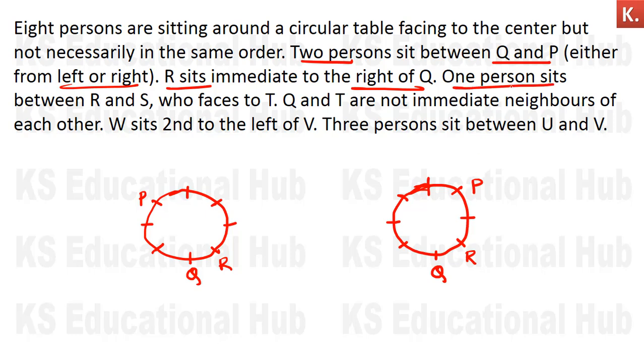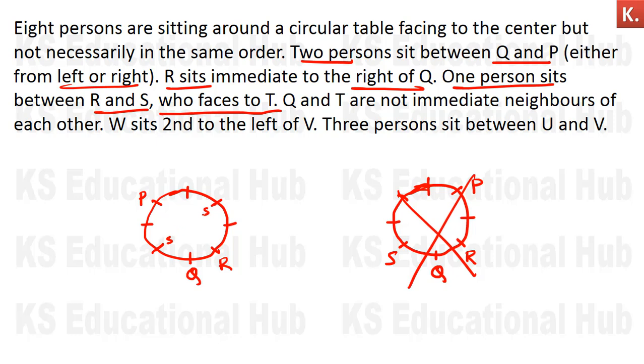The next one is one person sits between R and S, so between R and S there is a gap of one person. R is here, one person, S can be here. In this case, S cannot be here, so there is only one possibility in that arrangement. Next, S faces T. But in this case, S cannot face T because S is already facing P. So this possibility gets eliminated, and S can be here or here.